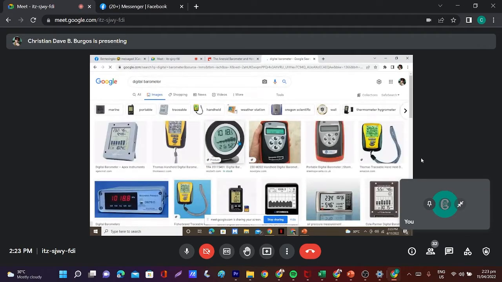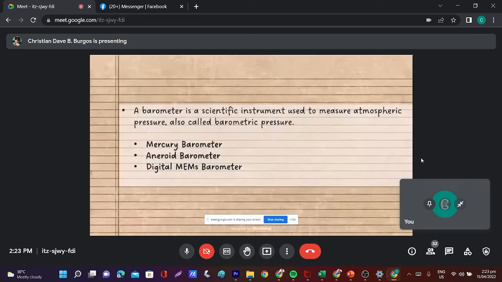So, ayan nga, example ng isang digital barometer. So, by definition, ano nga ba ang digital barometer? Digital, it's a pressure sensing instrument composed of integrated circuit or IC, which combine electronic and mechanical elements to sense pressure. The most common microelectromechanical pressure sensors are either capacitive or piezoresistive. Yun po.